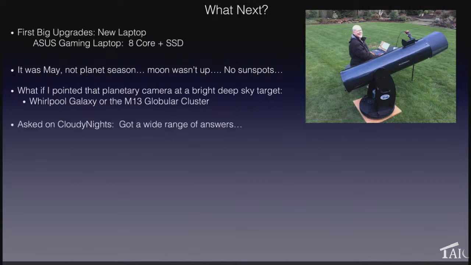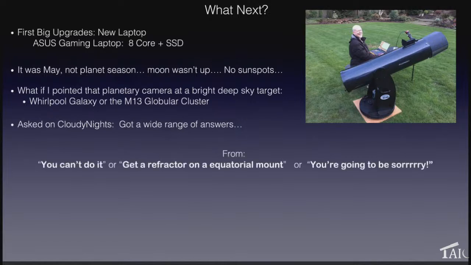So I asked on Cloudy Nights, hey, I'm thinking about doing this. How should I do this? And I got a wide range of answers. The most common was you can't do it, or get a refractor and an equatorial mount. Why are you trying to do it with that telescope? I generally got, you're going to be sorry if you try to do that.